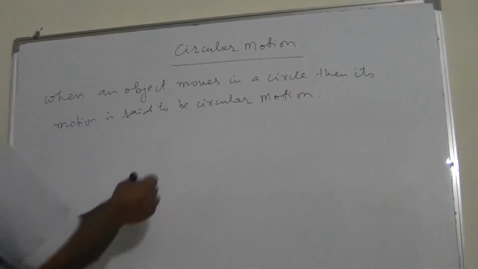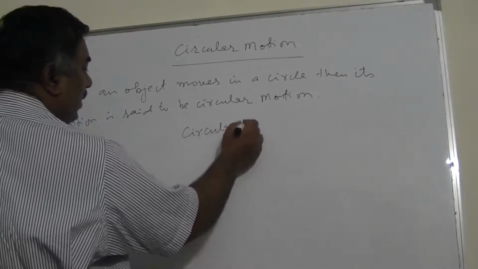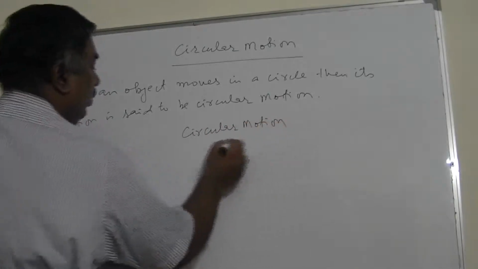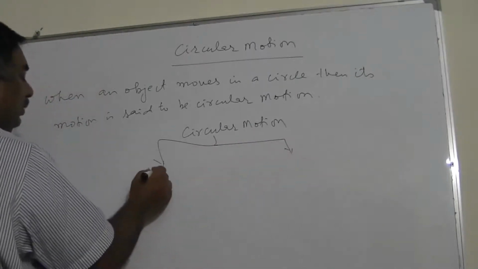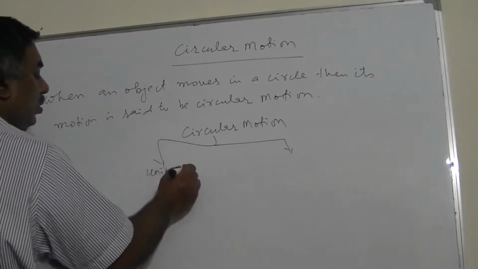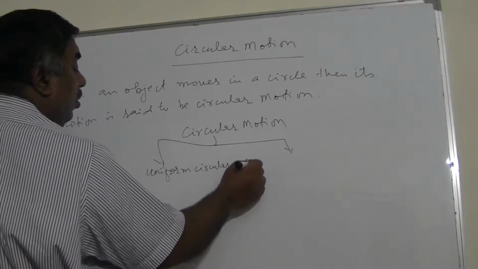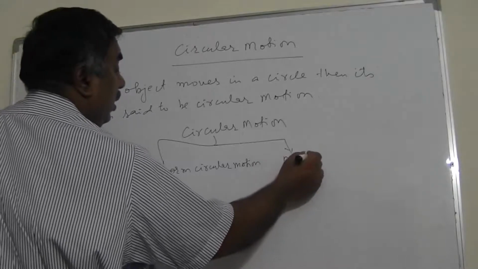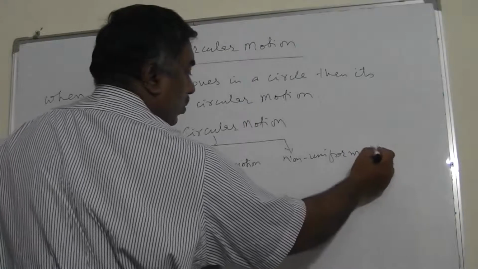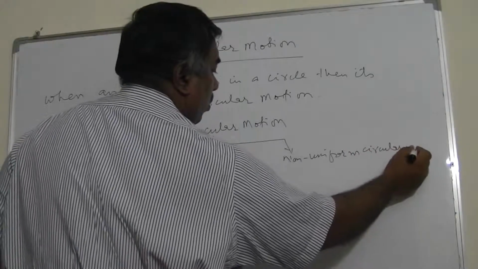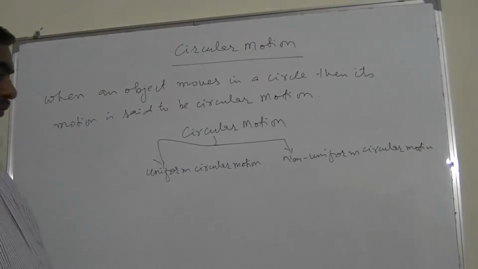Now, circular motion can be studied by subdividing it into two categories. The first one is known as uniform circular motion, and the other one is known as non-uniform circular motion.